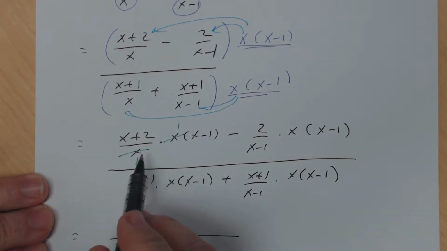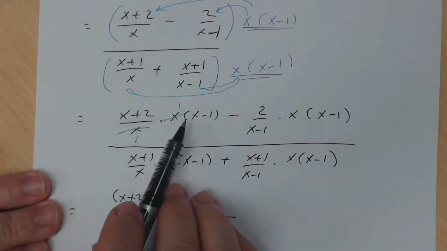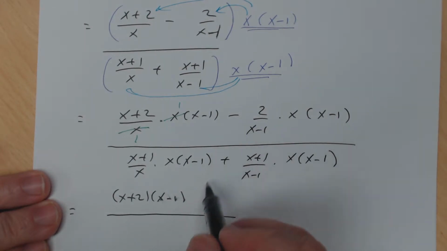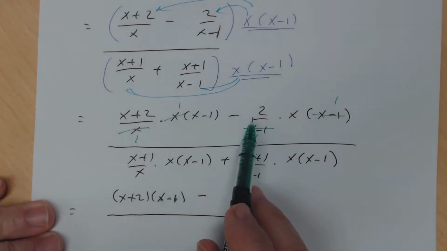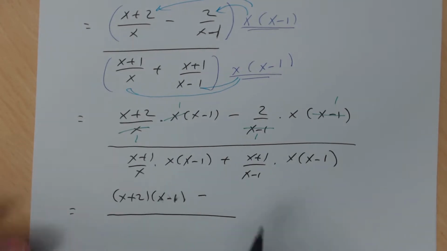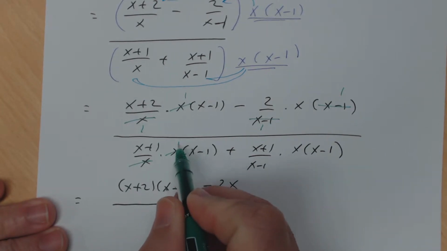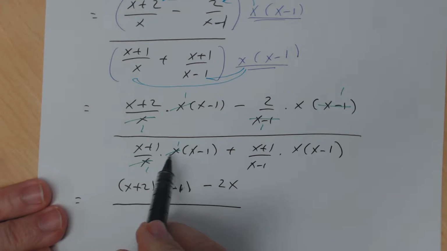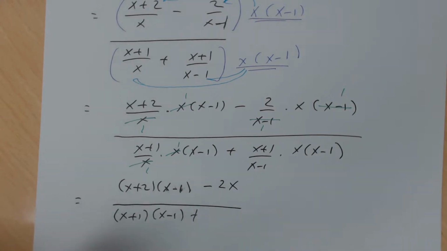In my numerator, I end up with (x plus 2) times (x minus 1), minus, over here, these x minus 1's divide out, and all you're left with is minus 2x. Now your denominator: these x's divide out, and again you're left with (x plus 1) times (x minus 1), plus, over here, these x minus 1's divide out, and you're left with x times (x plus 1). So it looks like this. That's where I'm at.